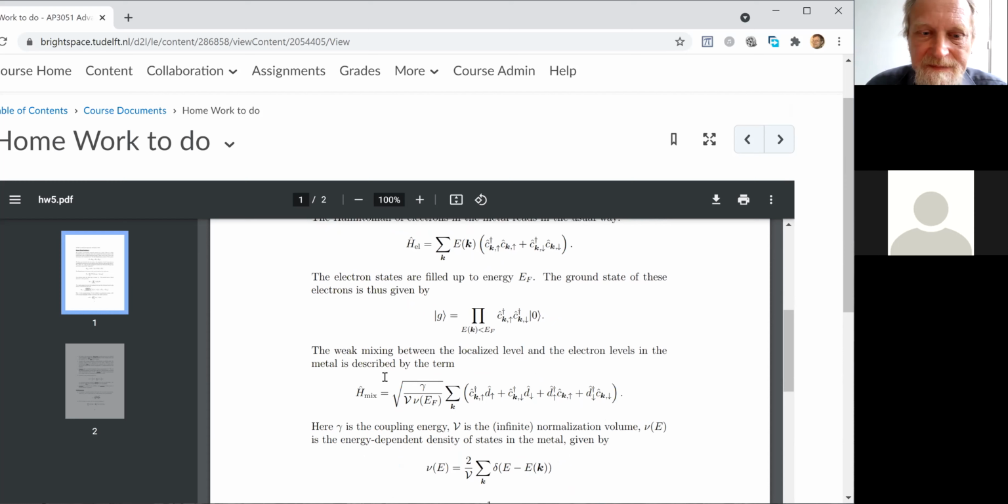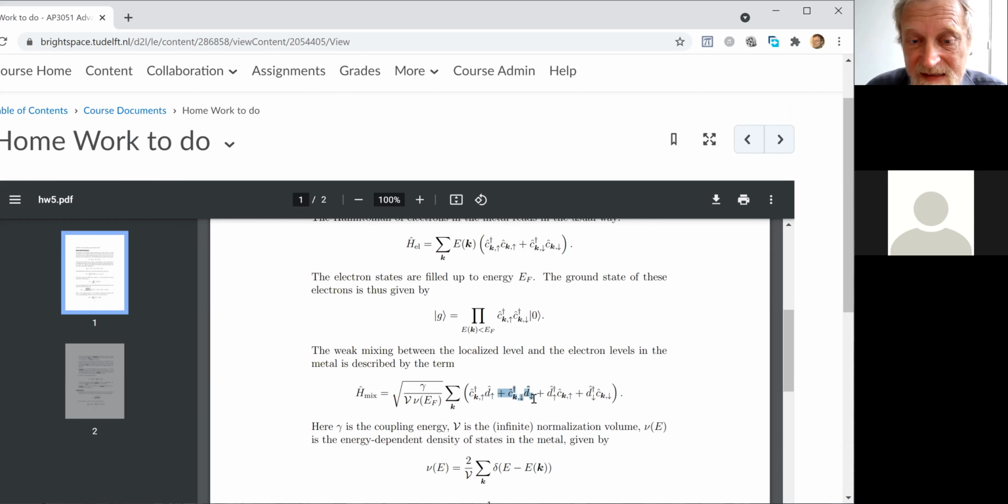We have the mixing between the localized level and the electron levels in the metal. So what is this mixing? It means that electrons can go off the impurity to some state in the metal. And vice versa, it can come from the metal and sit at the impurity. How do we write it down? Look, this is for spin up. It annihilates an electron at the impurity and it creates it in the metal. So we have transferred an electron from the impurity to the metal.